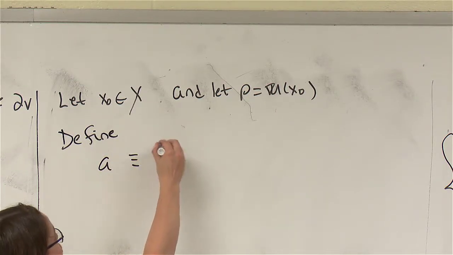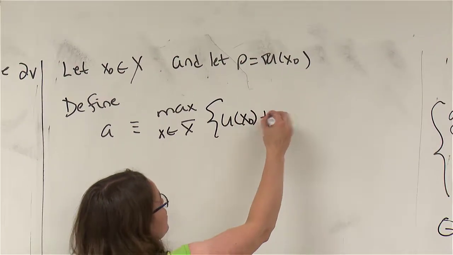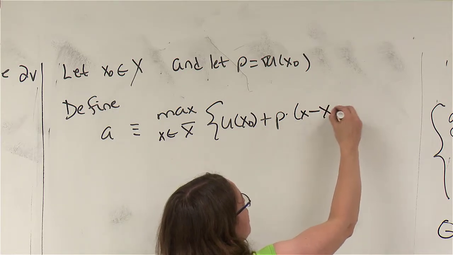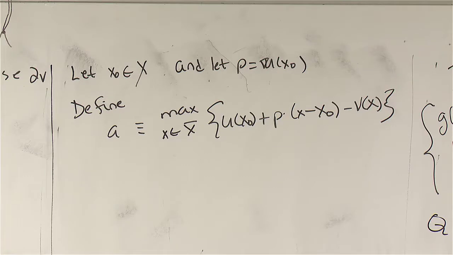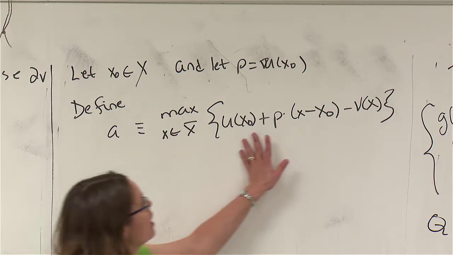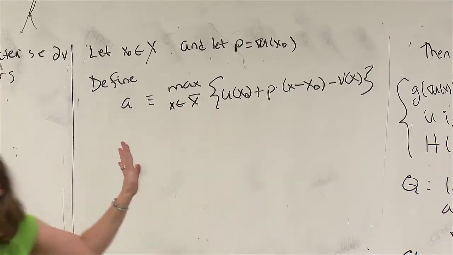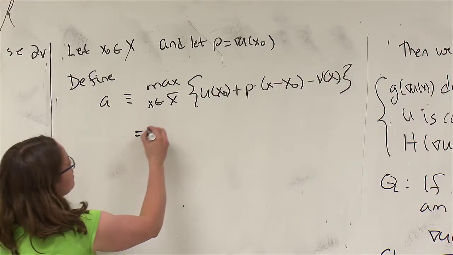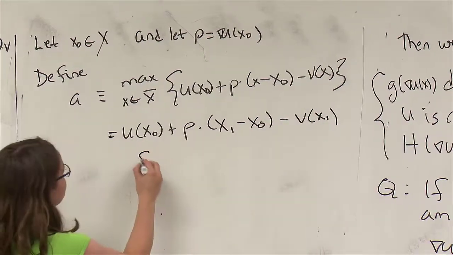So I'm going to define a number. This is going to be the maximum of, okay, I'm going to write this plane and subtract off my cone. And this is legitimately a maximum, right? Here I have some continuous functions that I'm taking the maximum of, and I'm maximizing over a compact set. So this max is legitimately attained. I can write this as u of x naught plus p dot x1 minus x naught minus v of x1, for some x1.